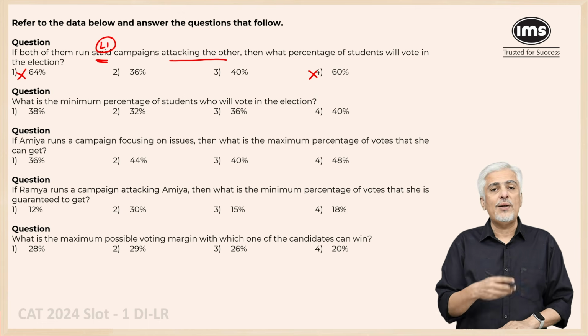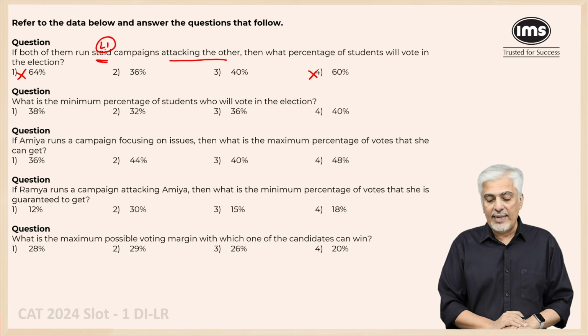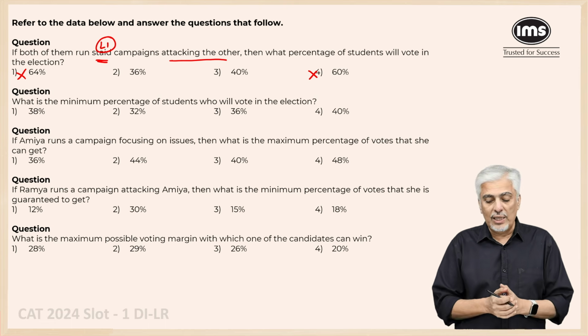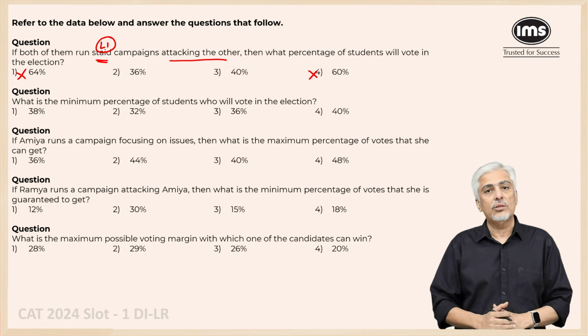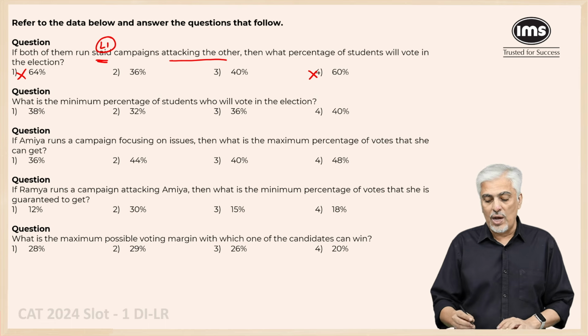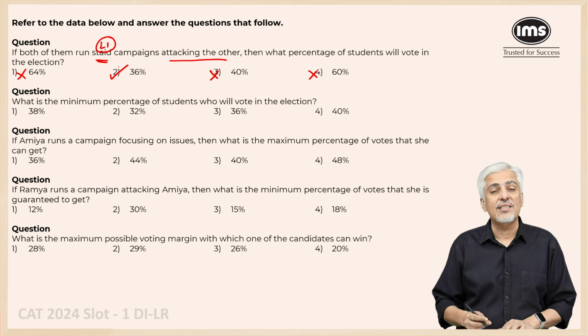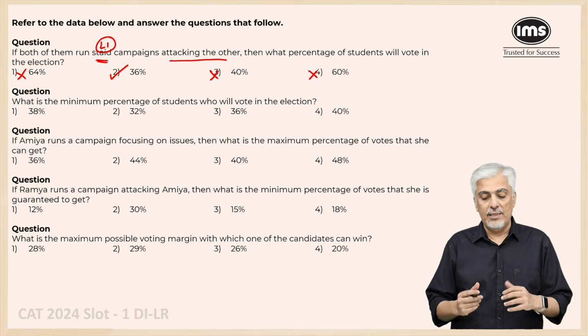We just said that, right? 20, 2s are 40. And because both are running the attacking campaign, there has to be some loss definitely in the total number of voters. So the answer cannot be 40 also. The answer has to be 36. Literally that easy it was, right?